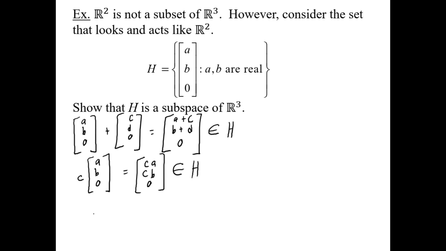And then the last one is that the zero vector has to be there. Well, the zero vector is made up of all zeros. Again, the first 2 entries can be any real number, even 0. The last entry has to be a 0, and oh, look, it is. So the zero vector is in H. So this set we're defining as H, it's not R squared, but it's basically the same as R squared. It's kind of like taking points in 3 dimensions and just removing the height. That's it.